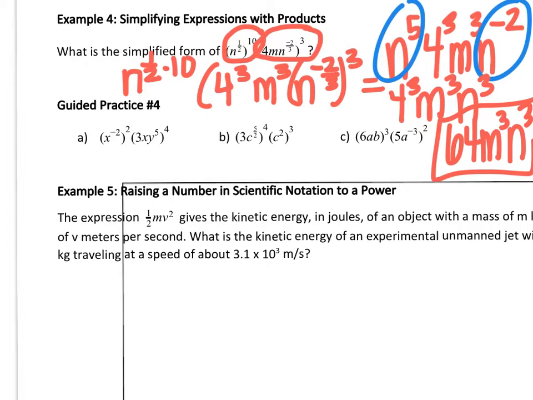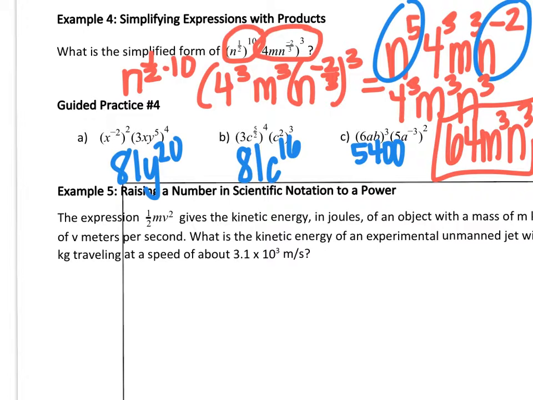Okay, A, you should have gotten 81 y to the 20th. B, 81 c to the 16th. And C, 5,400 b to the 3rd over a to the 3rd.